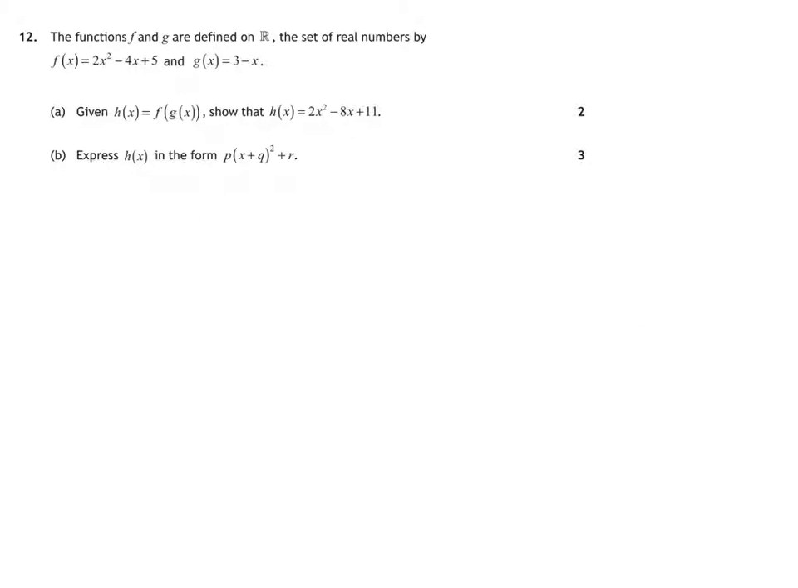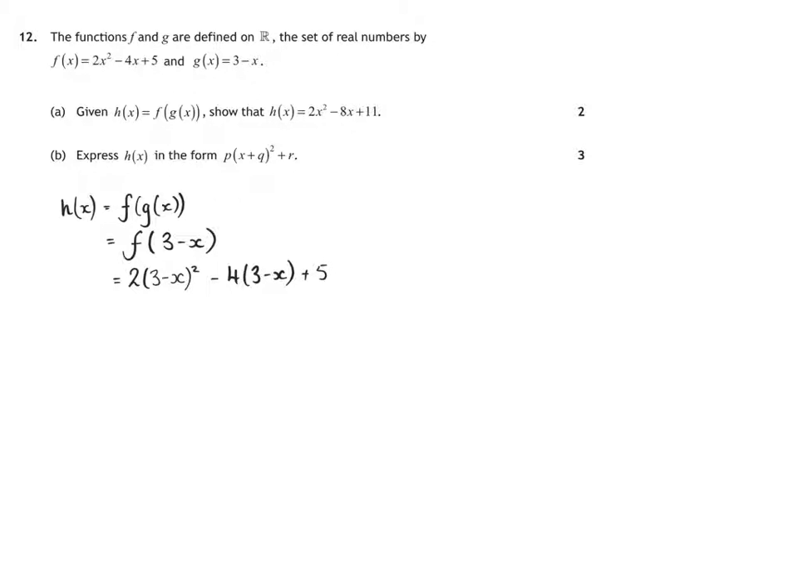Okay, so we have to find h of x, and we've got f of x is 2x squared minus 4x plus 5, and g of x is 3 minus x. So we have h of x equals f of g of x, which is equal to f of 3 minus x. So that's saying that into that function f we're putting 3 minus x. So we're going to get 2 times (3 minus x) squared minus 4 times (3 minus x) plus 5.